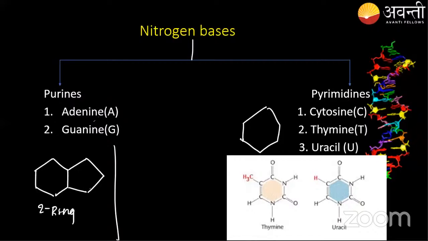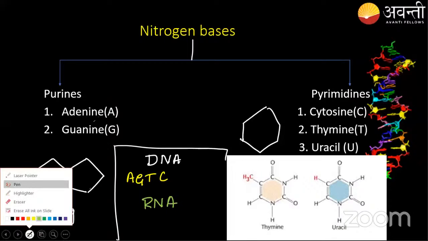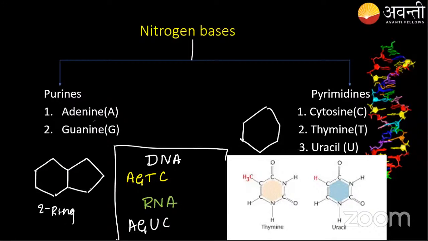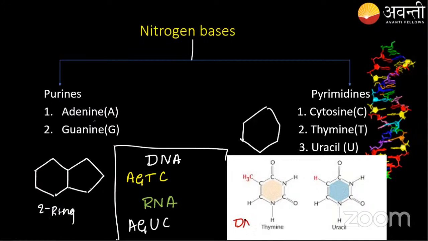In this, which will contain what? That we will see. In DNA, or deoxyribonucleic acid, the nitrogenous bases present are adenine, guanine, thymine, and cytosine. But the RNA will contain only adenine, guanine, uracil, and cytosine. That means what is the difference? Thymine is present in the DNA, and uracil is present in the RNA. This is the only replacement. Nothing else is replaced. Everything else is the same.